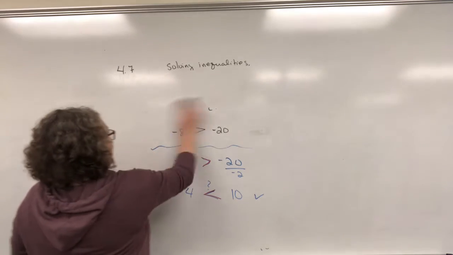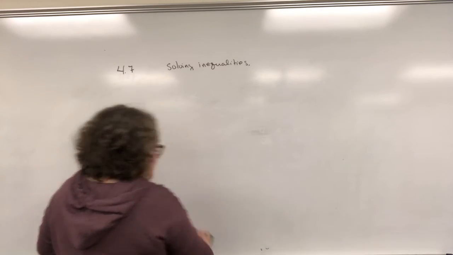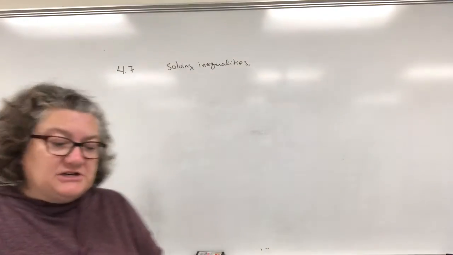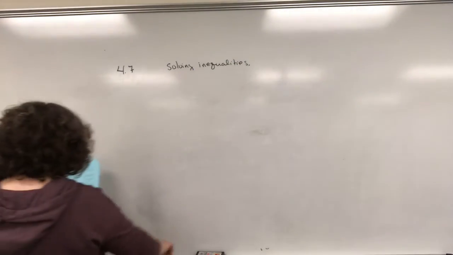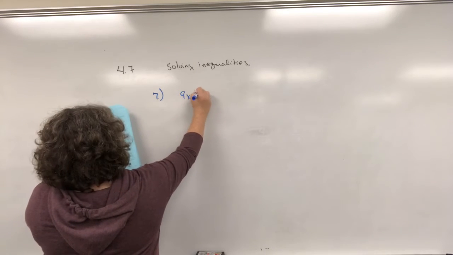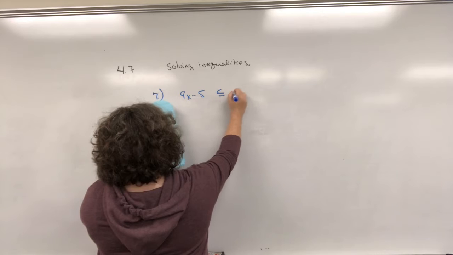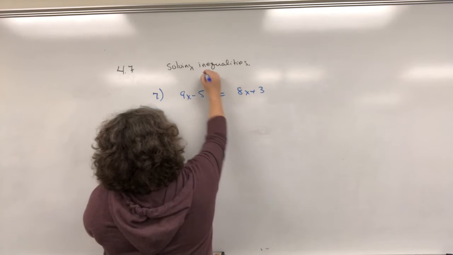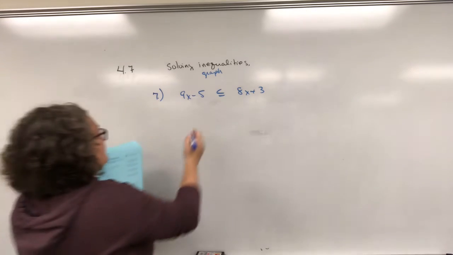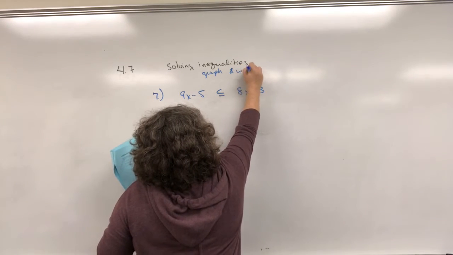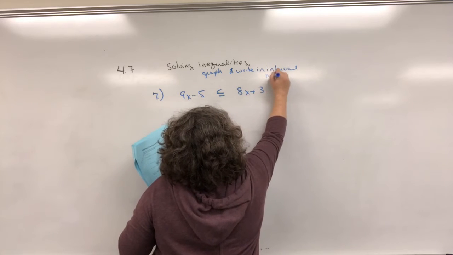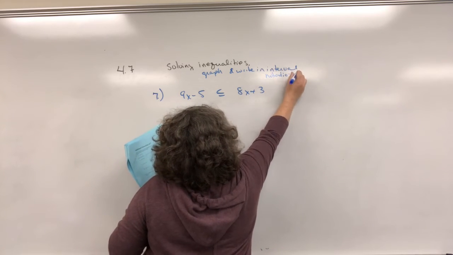So let's solve a problem here. Once again, when we multiply or divide by a negative number, we change the direction of the inequality. So let's do number 7, which is 9x minus 5 less than or equal to 8x plus 3. We're also going to graph it and write interval notation, because we need to practice that.